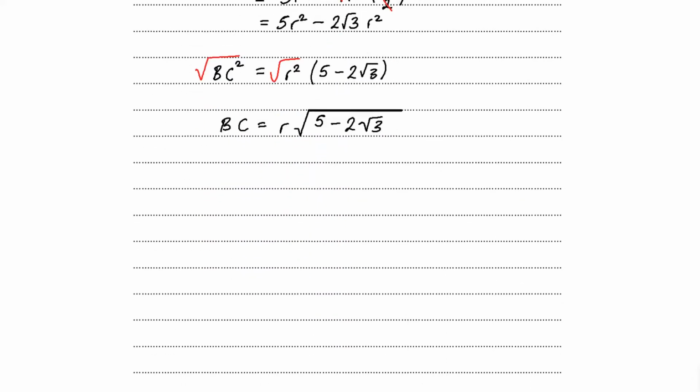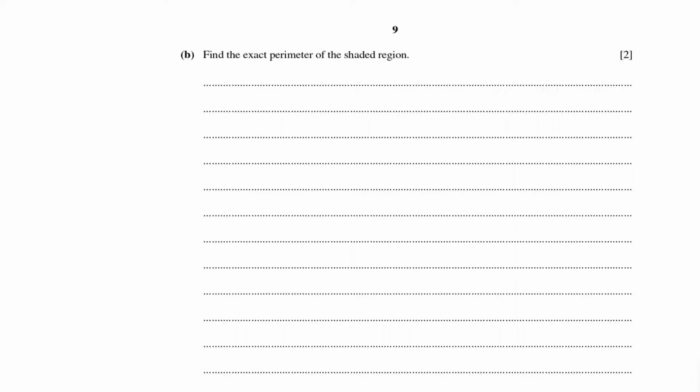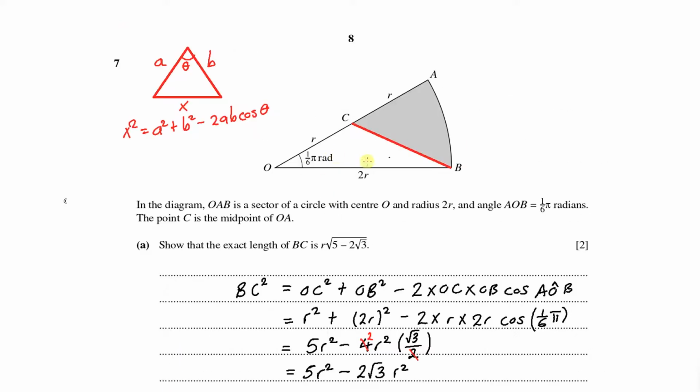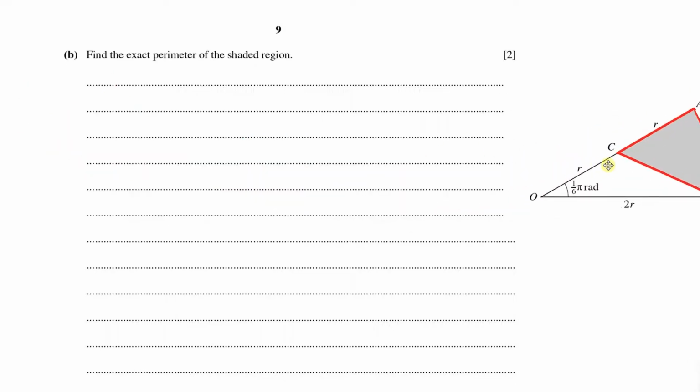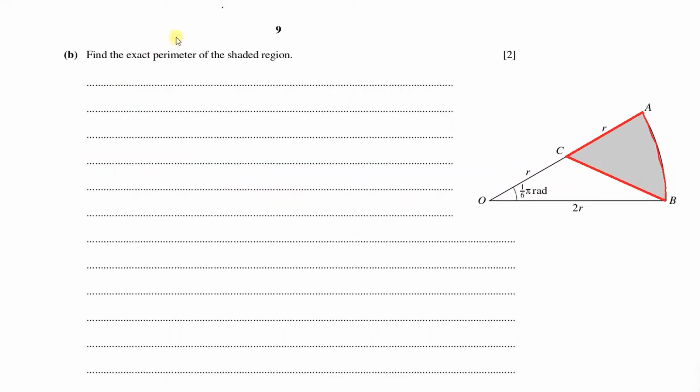Let's go on to part B. So part B goes, find the exact perimeter of the shaded region. So if we go back to the shape, the perimeter of the shaded region should mean that we want to know what AC is, what BC is, which we've already obtained an expression for, and also the arc AB. So I'll take the shape here and put it here. So for the perimeter, we're saying P is equal to BC plus AC plus the arc AB. That's what will give us the perimeter.